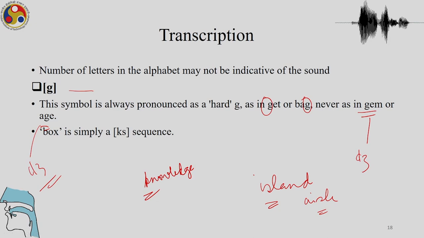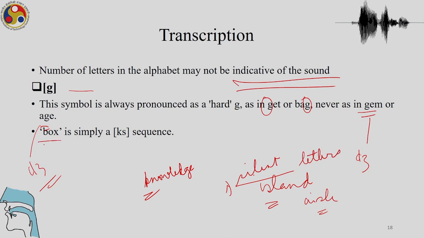And when we talk about how the letters in the alphabet may not be indicative of the sound, we talked about how we may have silent letters, and we can also have two sounds in the English orthography. We may have one letter, as in box, x, which represents two sounds, k and s.